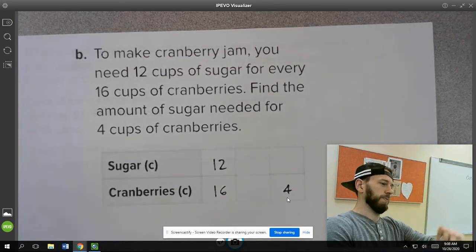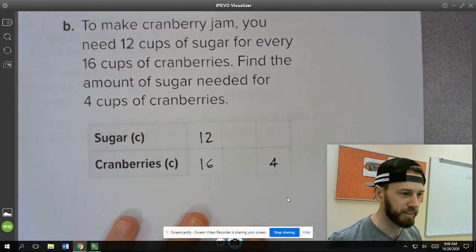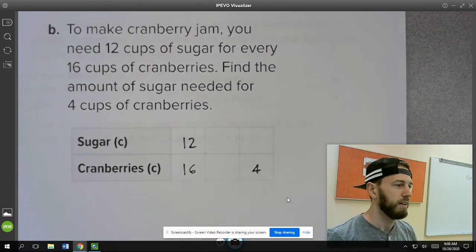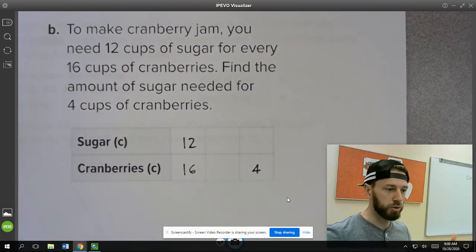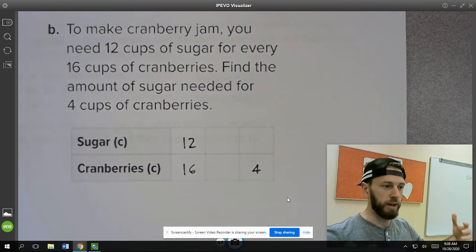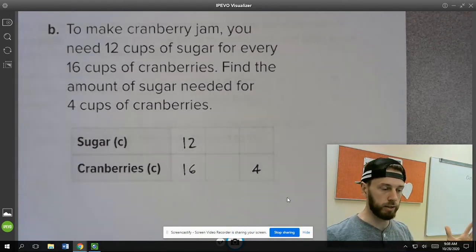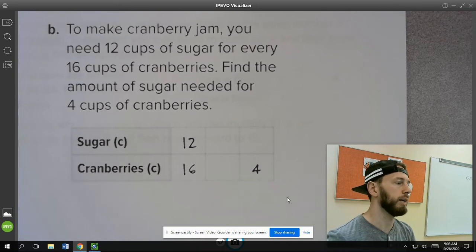Now, this is where it gets interesting. This is where it gets kind of fun. Sometimes they can ask you to convert down, and sometimes you can do that in several different steps. And this is where we get to be a little creative.